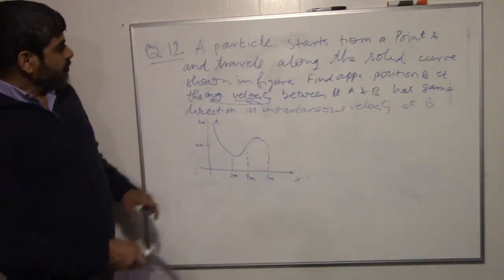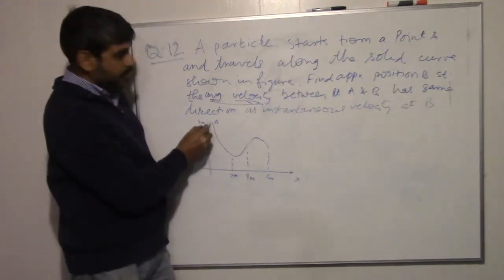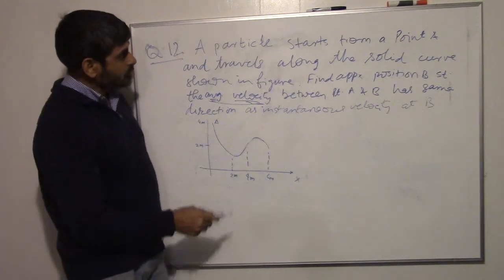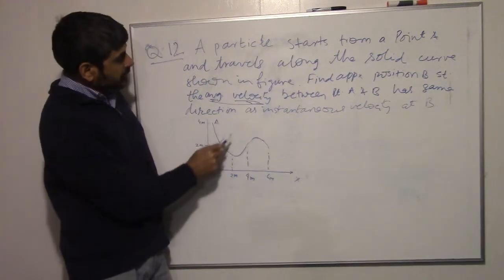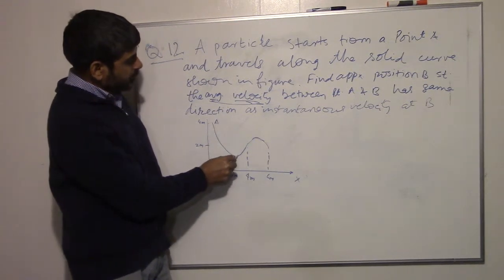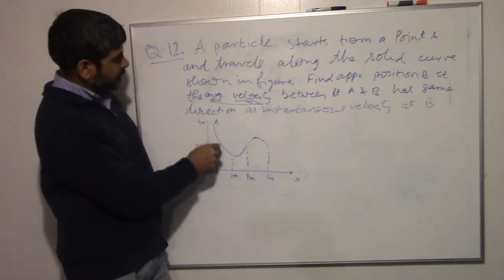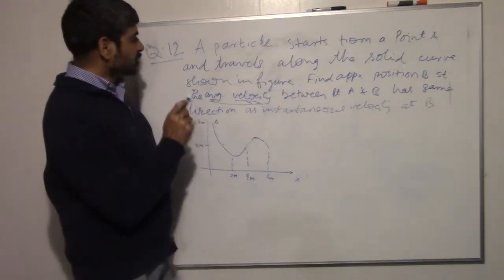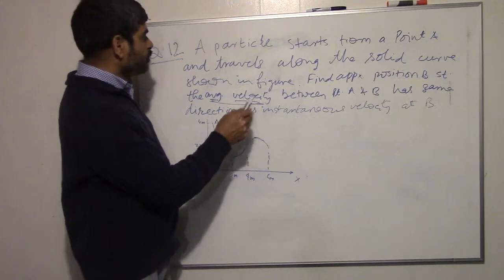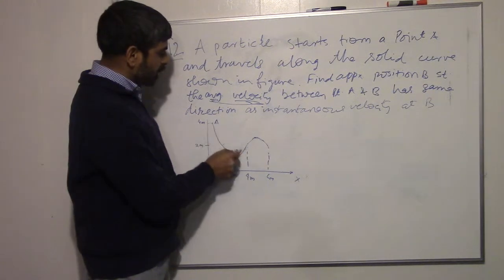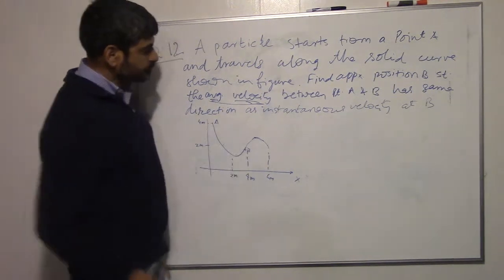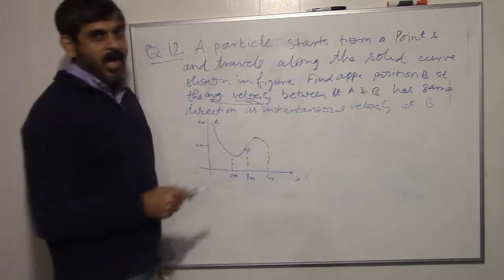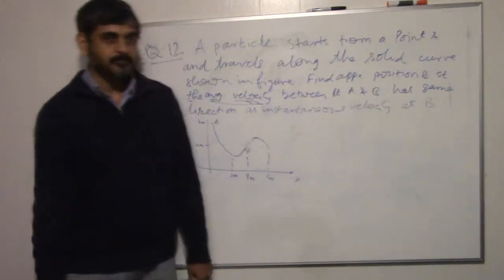So in this question, the particle starts from point A right here, and then it travels along this curve. We need to find a position B. It can be here, here, here, anywhere, such that the property of that point will be that the average velocity between A and B has the same direction as the instantaneous velocity at B.